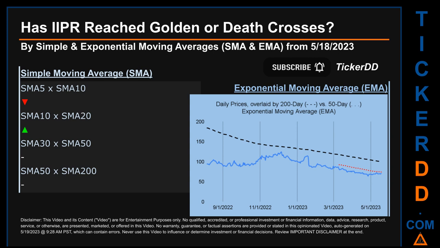Continuing with SMA, we looked across the 5 to 10, the 10 to 20, and the 30 to 50-day ranges to see if golden and death crosses had been reached. We found golden cross signal for the 10 to 20. We found death cross signal for the 5 to 10. We could not find either golden cross or death cross signal for the 30 to 50, the 50 to 200.